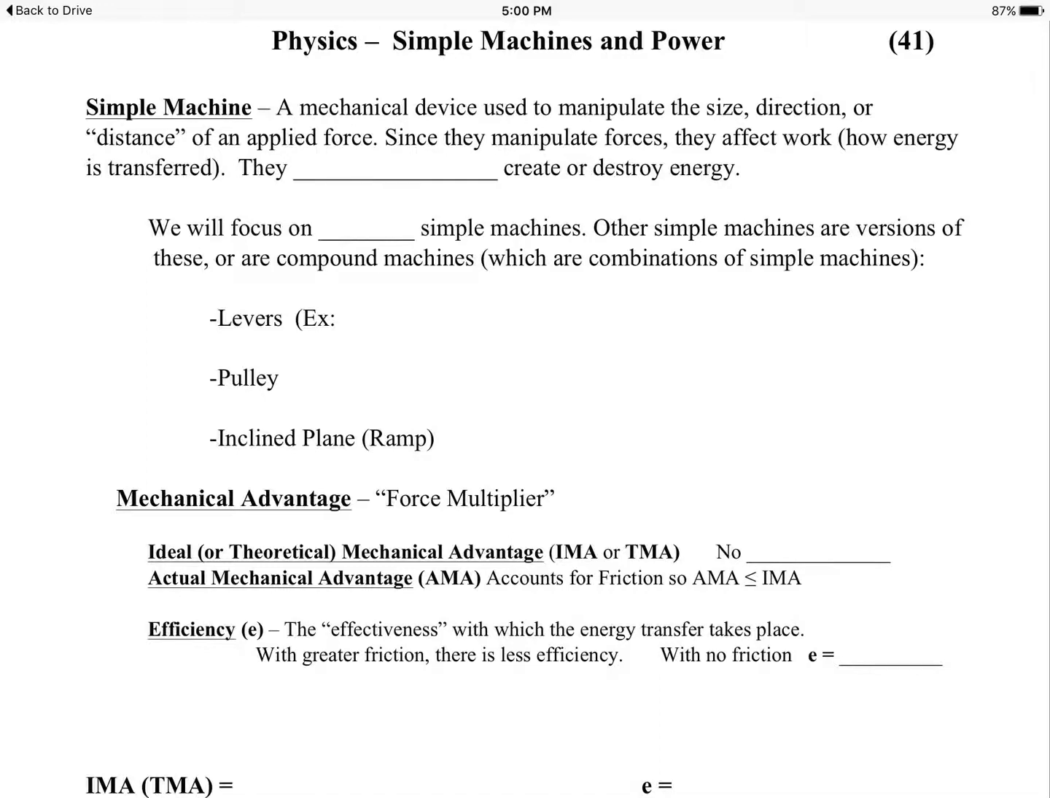But one thing to keep in mind is that they do not create or destroy energy. You cannot do that. The law of conservation of energy still applies. So all the simple machine will be doing is transferring energy from one object to another, or manipulating how work is done. Now we will focus on three simple machines that you probably studied in 8th grade.